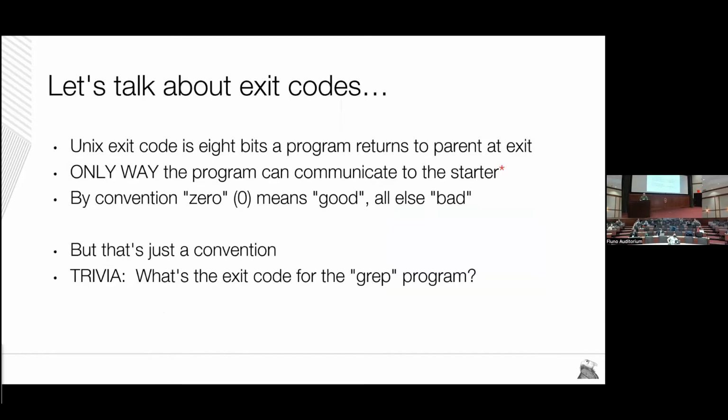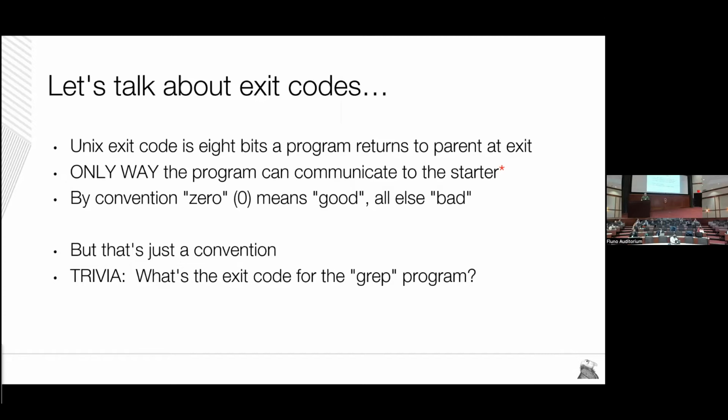So let's talk about exit codes real quick. An exit code is about 8 bits of information that a program can return to its parent at exit time. And right now, it's pretty much the only way the program can communicate how it did back to the starter and then to the AP. And by convention, only by convention, 0 means good and everything else is bad, but that's just a convention.